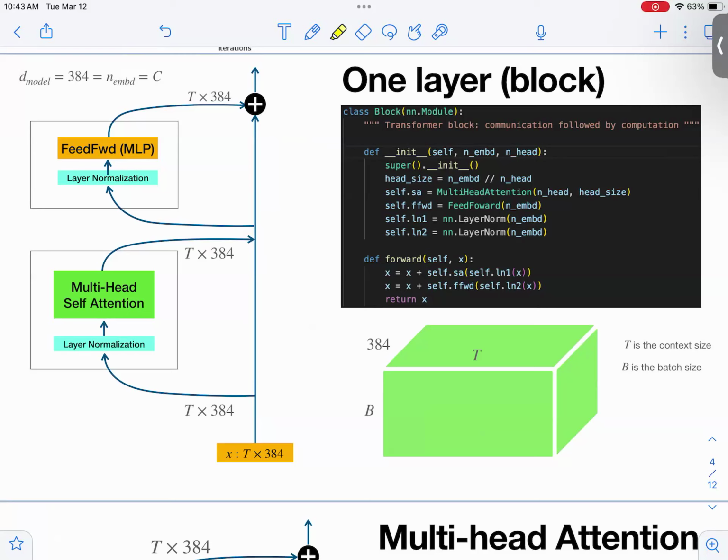If you look at it, it's again pretty simple. There's the init function, which initializes the components, and the forward pass, which calculates the output. What exactly it does is what I've represented here. This vector x, T by 384, comes in, and in fact, as I mentioned, it is B by T by 384. But I'm going to ignore the B part and just assume that there's one sample, for simplicity.